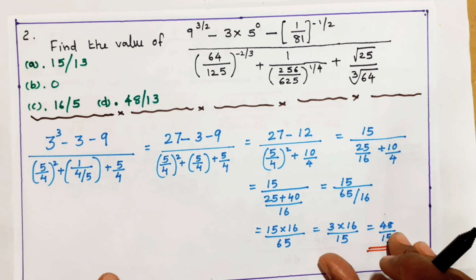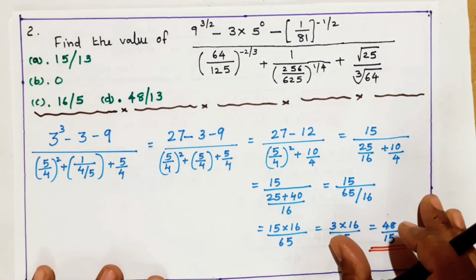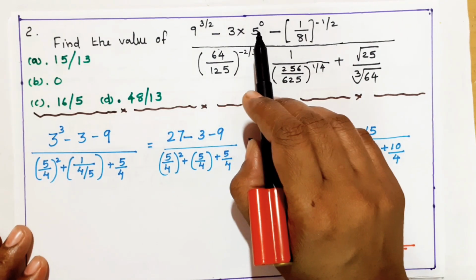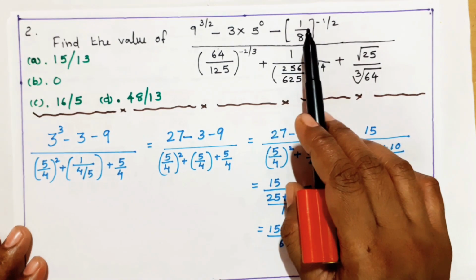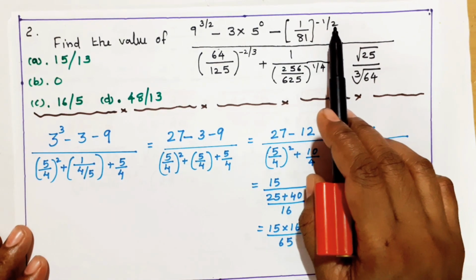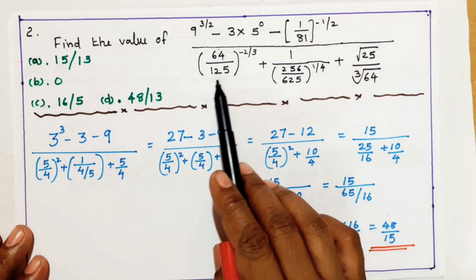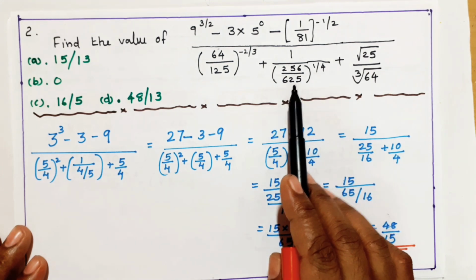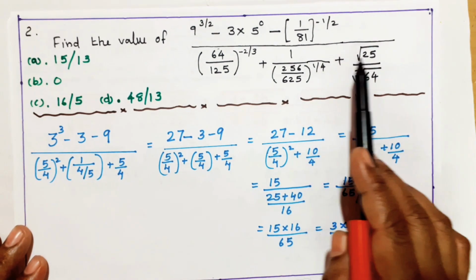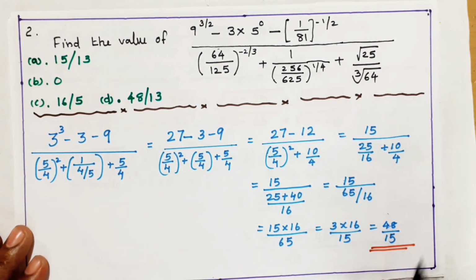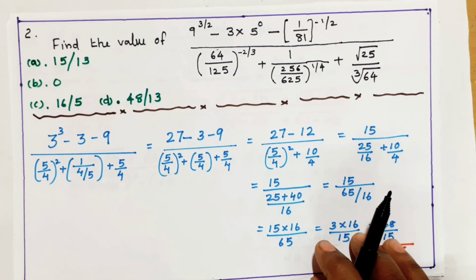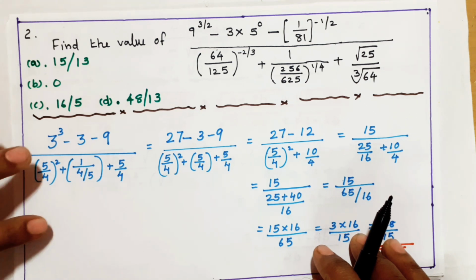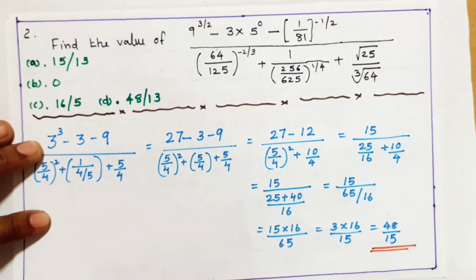Now, next question you see, I need to simplify this expression: 9 raised to 3 by 2 minus 3 into 5 power 0 minus 1 by 81 raised to minus 1 by 2 divided by 64 by 125 raised to minus 2 by 3 plus 1 by 256 by 625 raised to 1 by 4 plus root 25 by cube root of 64. It's a very good question. So I am just solving and writing it here.